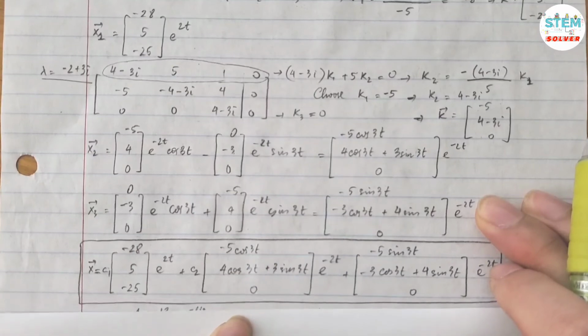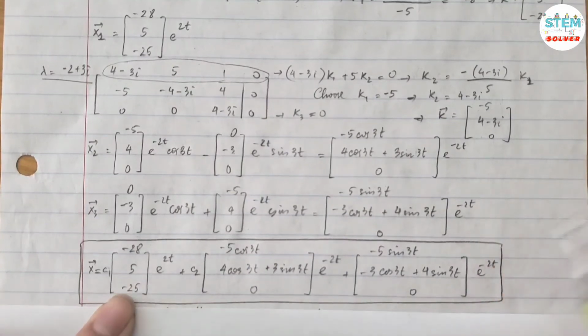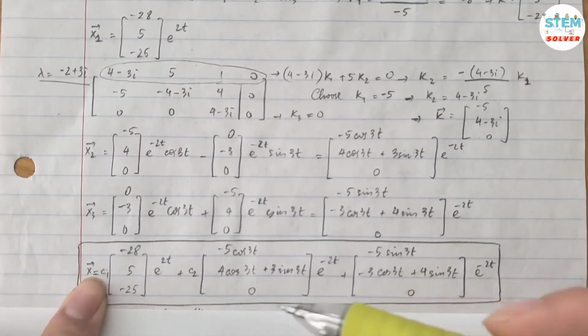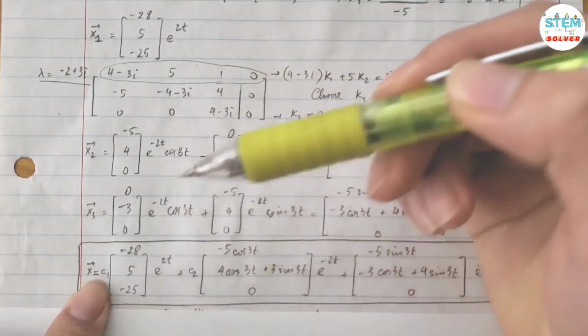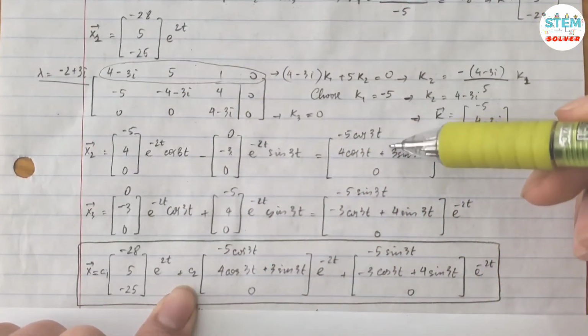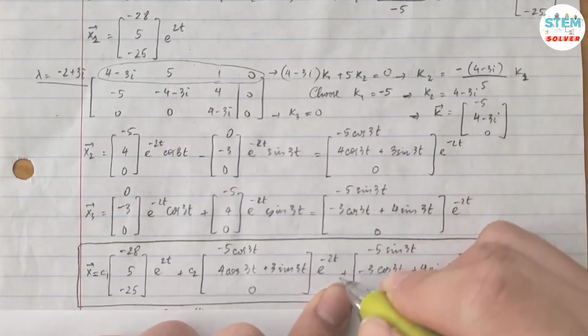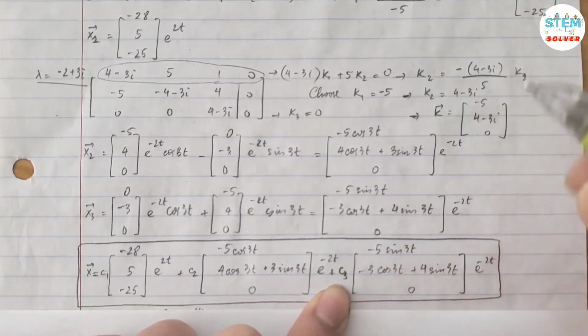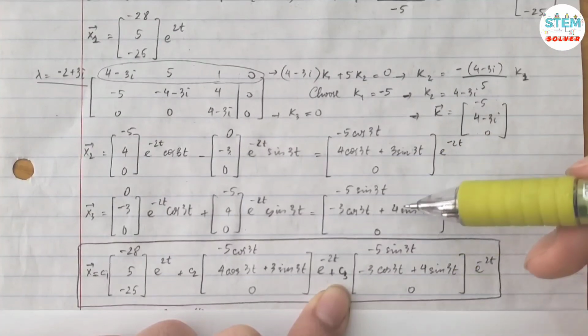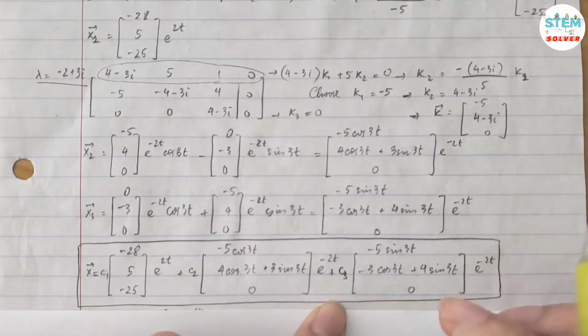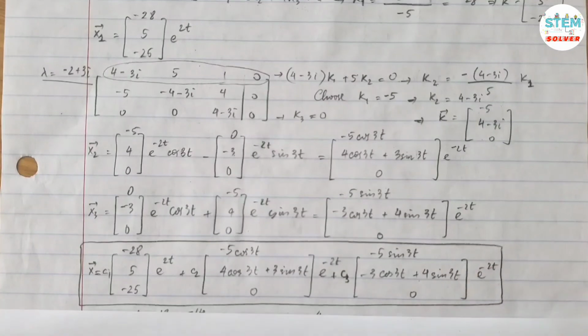So your final solution is vector x equals c1 times vector x1, which is this, bring this down, plus c2 times vector x2, which is this, bring this down, plus c3, oh I'm missing c3, times vector x3, bring this down. So that's it.